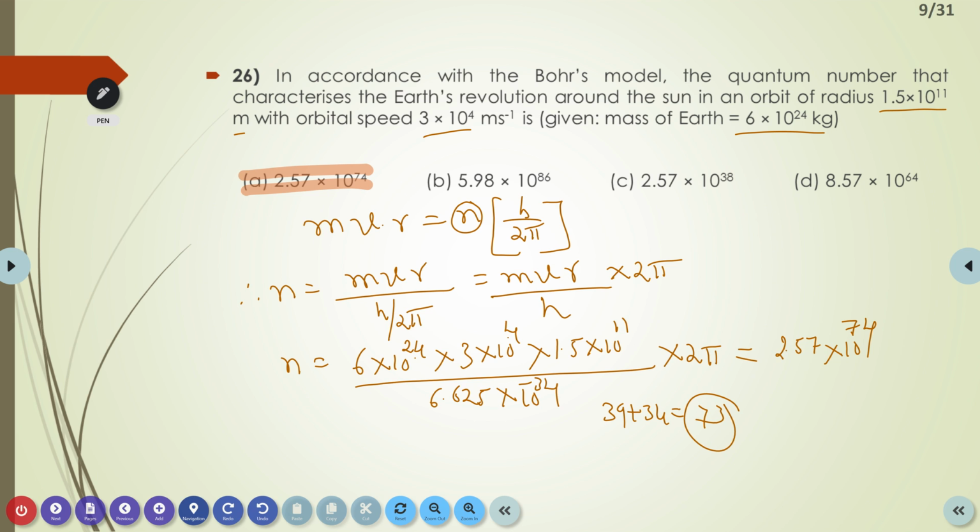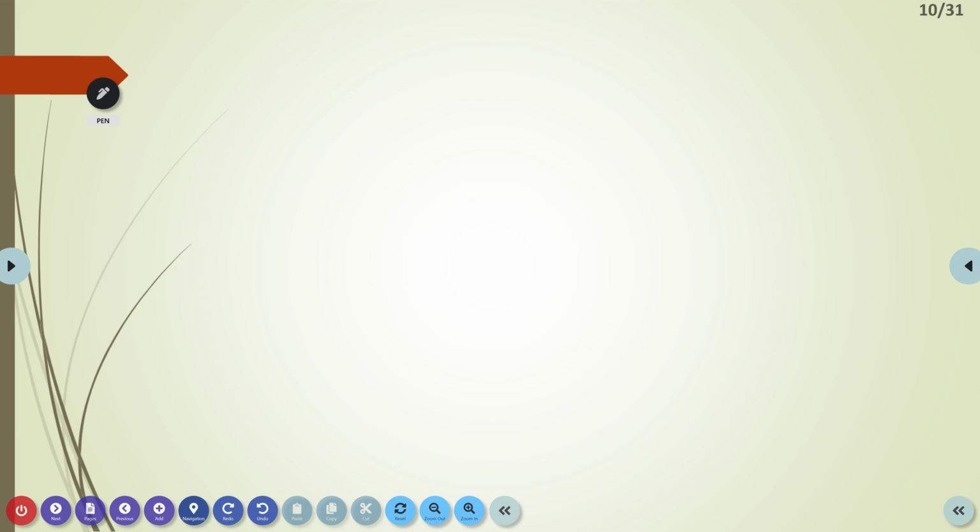Time management is more important here. Roughly, just adding, it comes around 73. That means very close to 73 is the choice. Next.